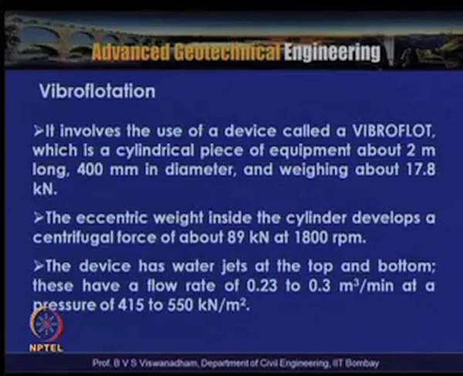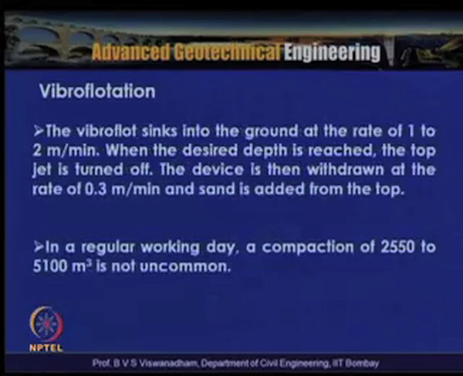These water jets allow the probe to penetrate at a rapid rate, and the flow rate is about 0.23 to 0.3 meter cube per minute at a pressure of about 415 to 550 kilonewton per meter square. That means about 4 to 5 bar pressure at which the device can operate and jet the water. With that, the penetration of the probe takes place very easily, and the vibro float sinks into the ground at the rate of 1 to 2 meter per minute.